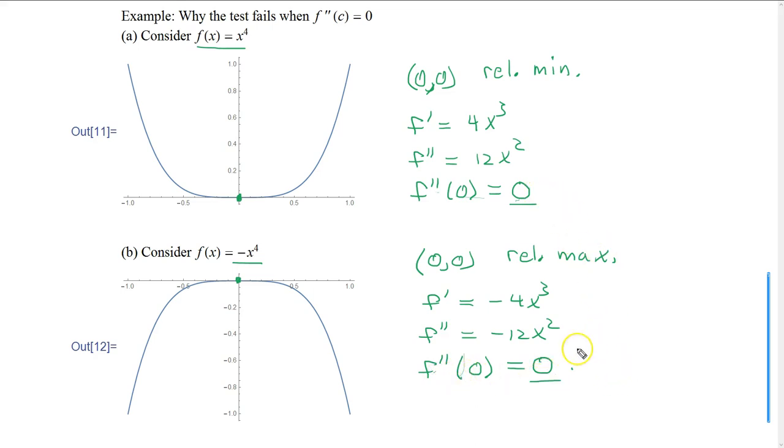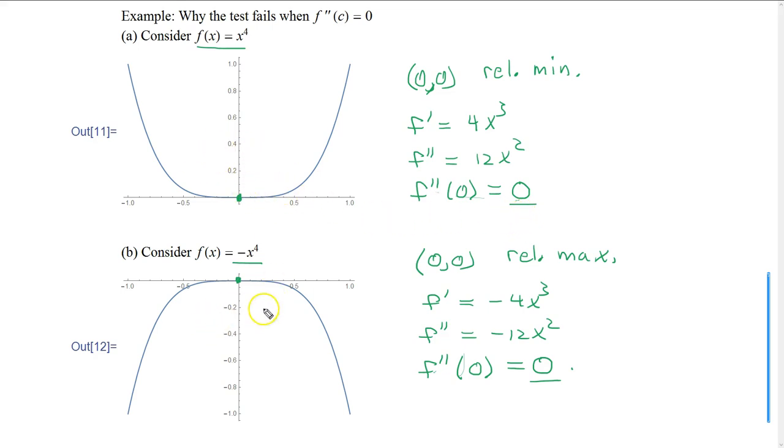So when the second derivative comes out to be 0, you have no idea whether you're going to have a relative minimum or a relative maximum, because here are two examples where either one happens when our second derivative is equaling 0. So that's why the test fails when the second derivative is equal to 0, and you have to go back to the first derivative test.